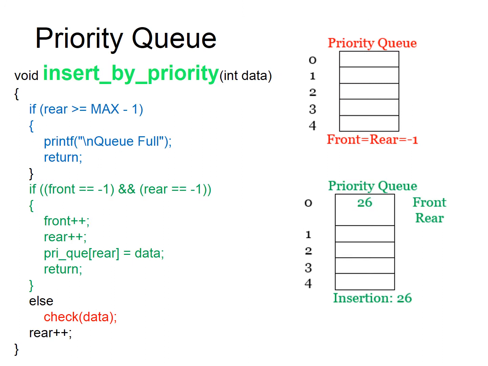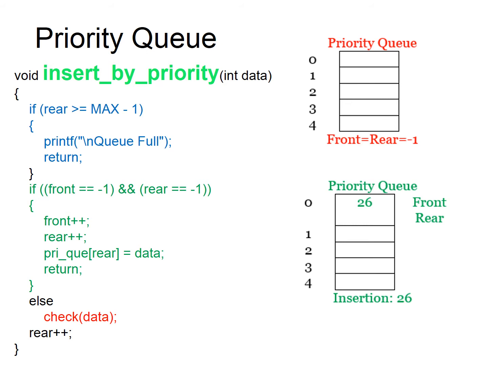Now let us see an example for priority queue. In this priority queue, based on the inserted value, we are going to assign the priorities. If the value is minimum, that is going to be the highest priority. If the value is maximum, then that is going to be the lowest priority. The structure is going to be similar to a queue. You will have an array with a size of 5 and two pointers, front and rear.